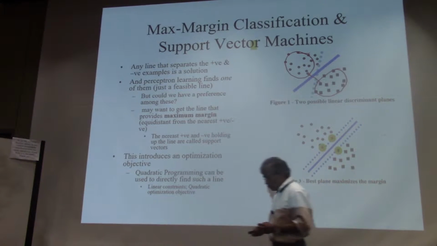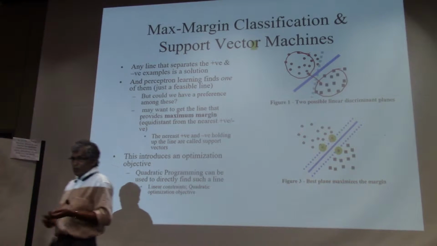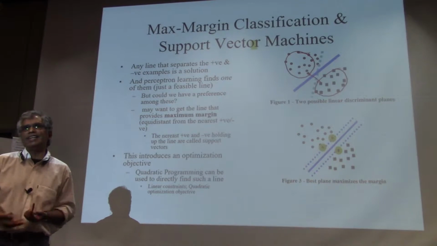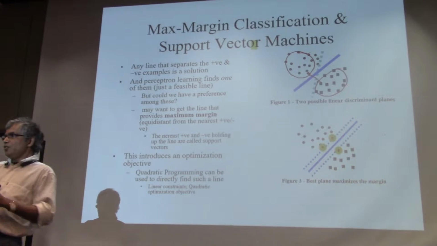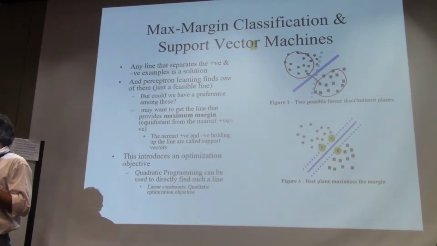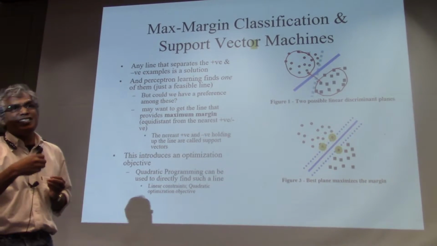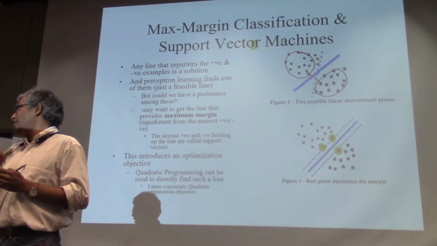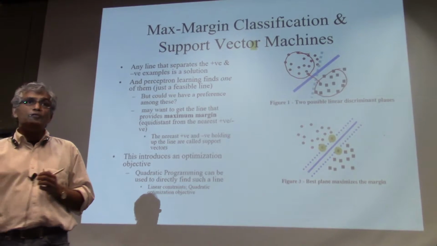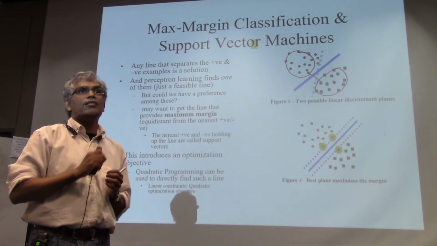So from the point of view of finding this line, the perceptron was just finding any line that minimizes the error. The error is 0, it's good. So that finds what's called the feasible set. Anything in the feasible set was good enough. But now you're going from feasible set to optimal line.